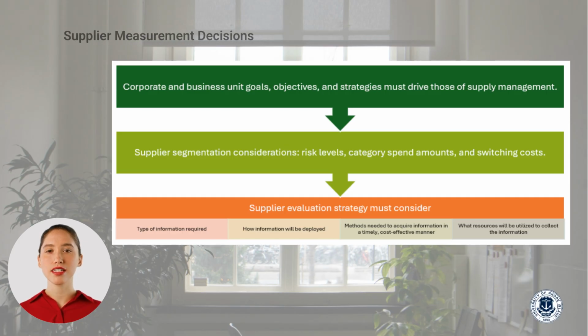Supplier measurement begins with company strategy. Corporate and business unit goals must drive supply management goals. Supplier segmentation considerations can include risk levels of different suppliers, category spend amounts, as well as what it may cost a firm to switch suppliers. When designing an evaluation strategy, they must decide what information is required, how it will be used, how it can be collected efficiently and on time, and what resources will gather it.